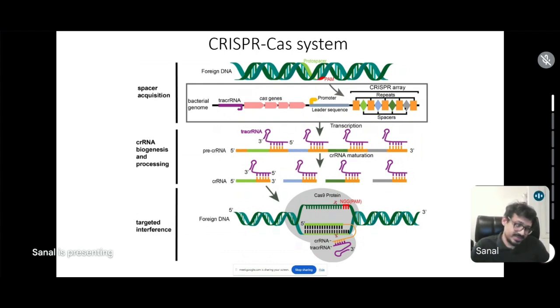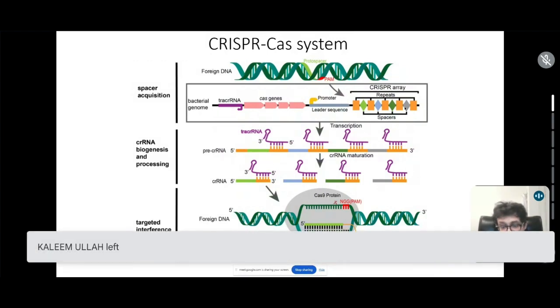So what the bacteria does is it captures certain pieces of the genetic elements of the invader, the invading virus, for example, and makes it its own. That means parts of the invader's genes become part of the host, part of the bacteria. And these elements are used to recognize the invading virus.